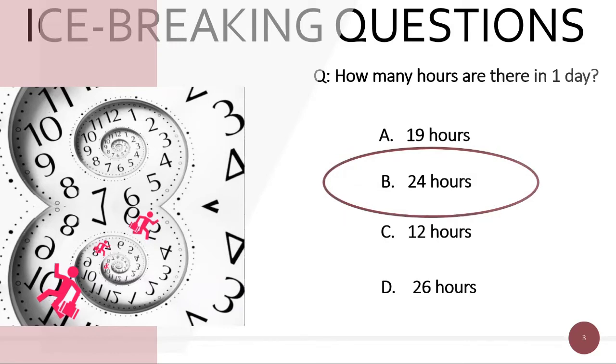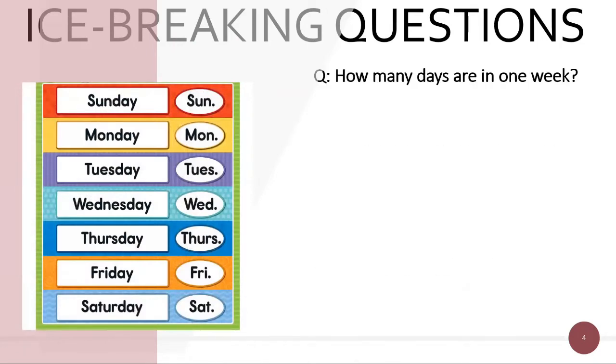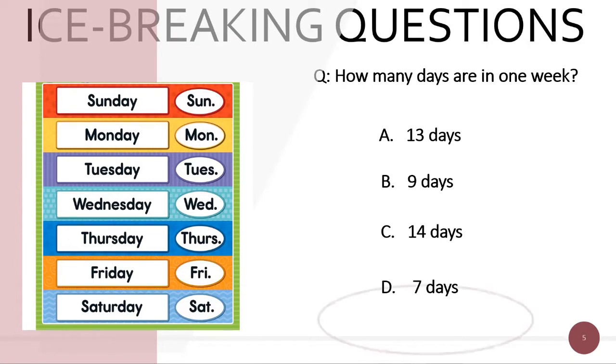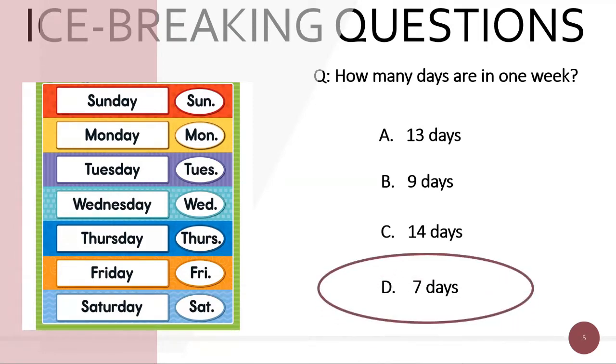Okay, second question. How many days are in 1 week? A, 13 days. B, 9 days. C, 14 days. Or D, 7 days. The answer is D, 7 days. We have 7 days in 1 week. We start from Sunday all the way up to Saturday.